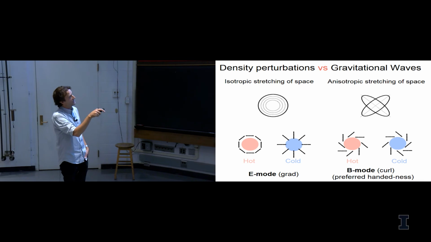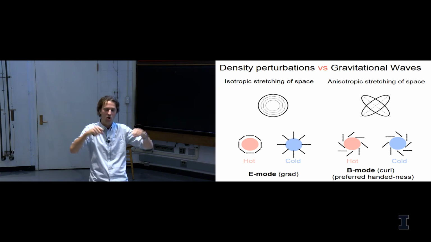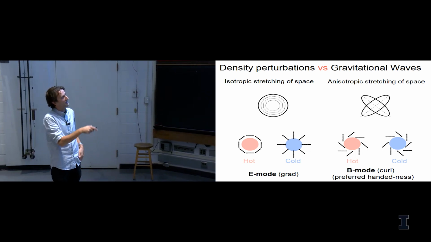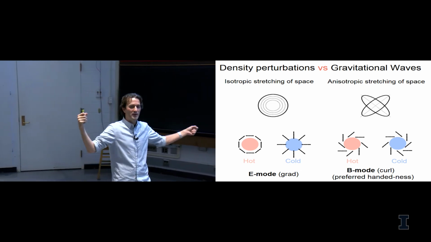So density perturbations are sort of equivalent. According to Einstein's theory, a density fluctuation is like an isotropic stretching of space. It makes volumes bigger or smaller, if you like. And with this isotropic stretching of space around hot and cold spots, the polarization vector of the photons has these particular shapes. So a gravitational wave is this anisotropic stretching of space.